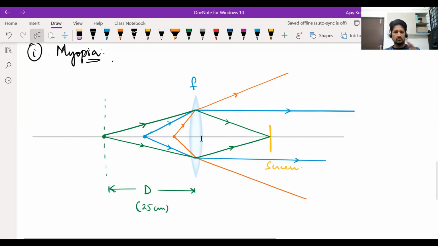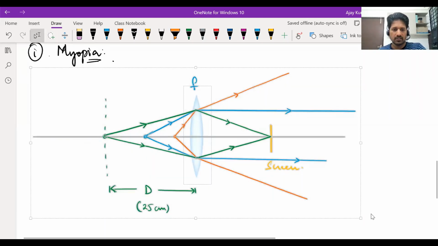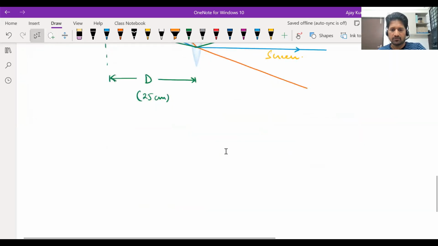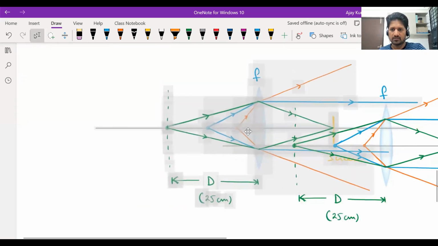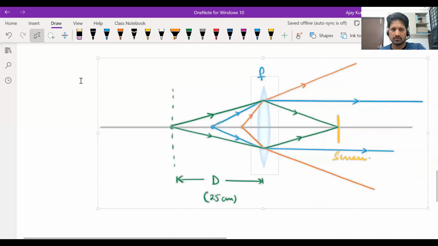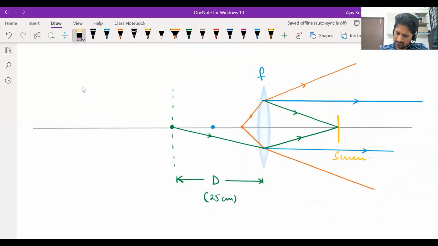Suppose you continuously take the object away from the lens. One of you tell me, if object is at infinity, very far away, where does the lens form the image? Focus, sir. At the focus, correct.